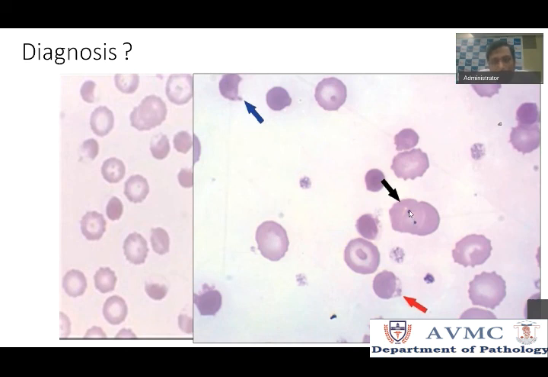These are Heinz bodies. How do you differentiate Hubble-Jolly body and Heinz body? Heinz bodies will normally be seen sticking onto the RBC membrane. I suppose I could have got a better image for this particular case, but I just got this. Okay, so a constellation of findings of bite cells, blister cells, and Heinz bodies is diagnostic for G6PD deficiency.